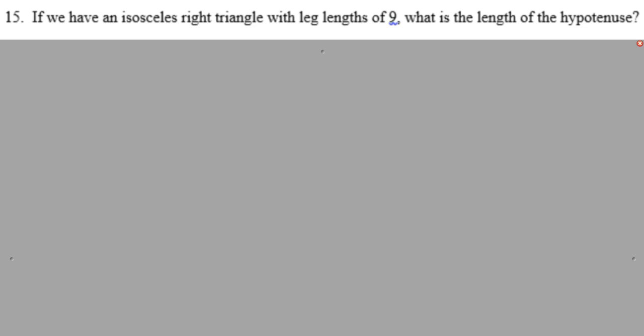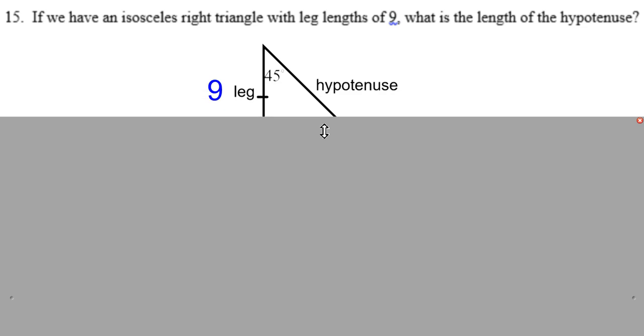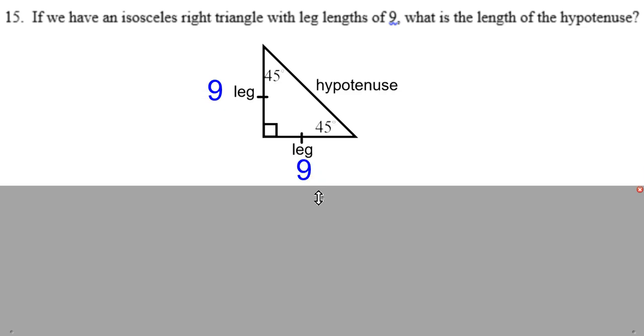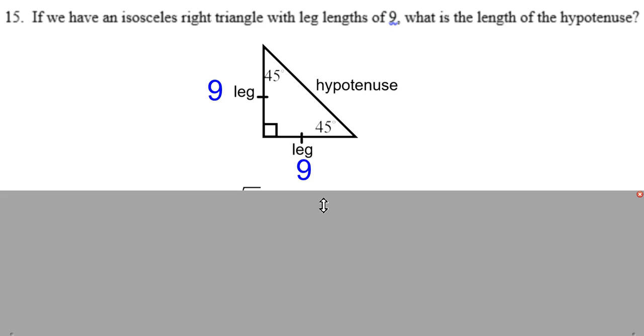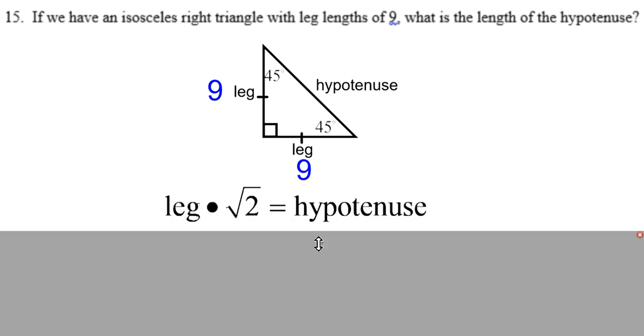If we have an isosceles right triangle with leg lengths of 9, what would be the length of the hypotenuse? Let's get a visual. So here is our isosceles right triangle. Isosceles because the two legs are congruent and we have the right angle. So again, what's the pattern that we remember? In an isosceles right triangle, a 45, 45, 90, the leg times the square root of 2 is equal to the hypotenuse.